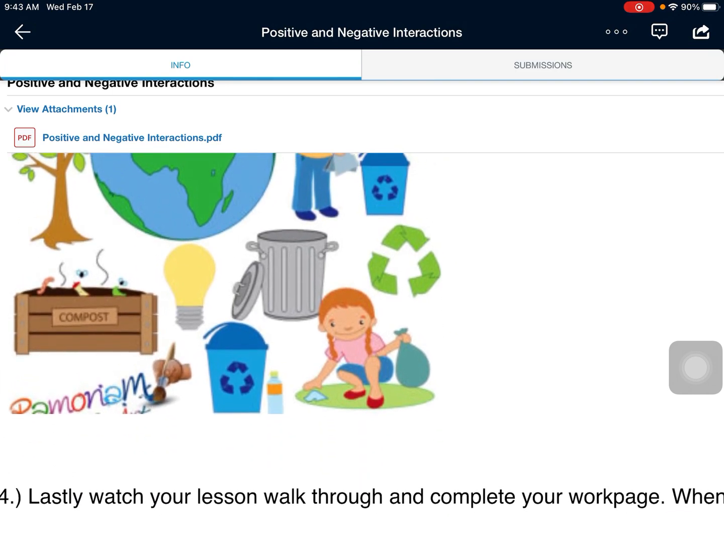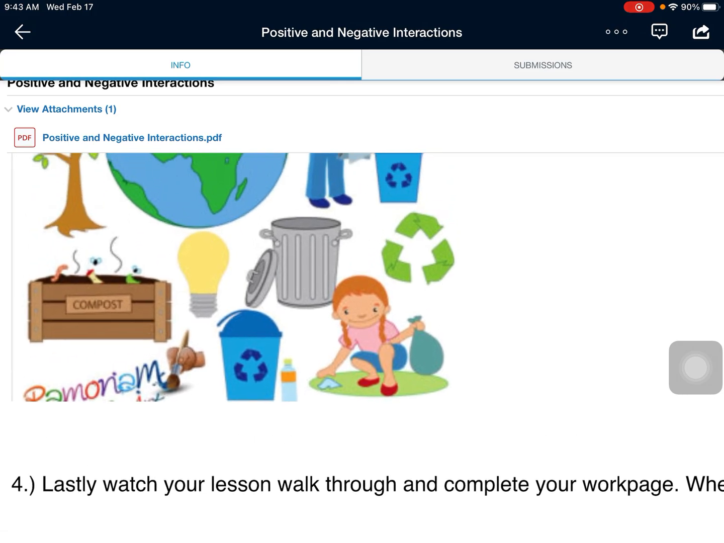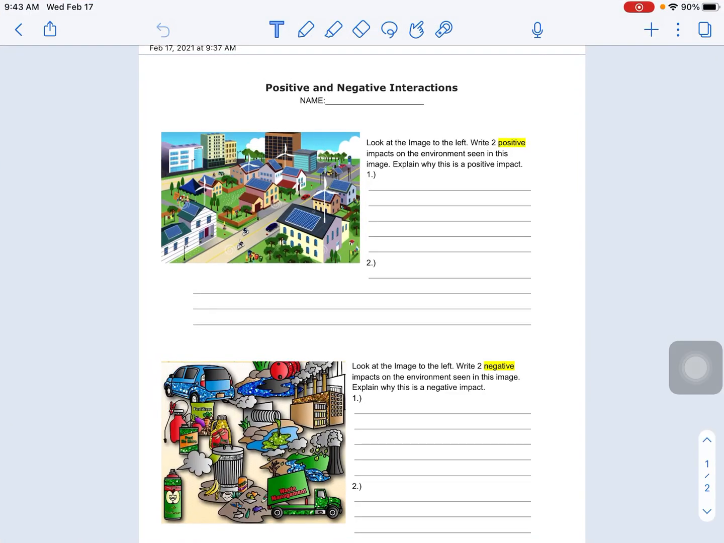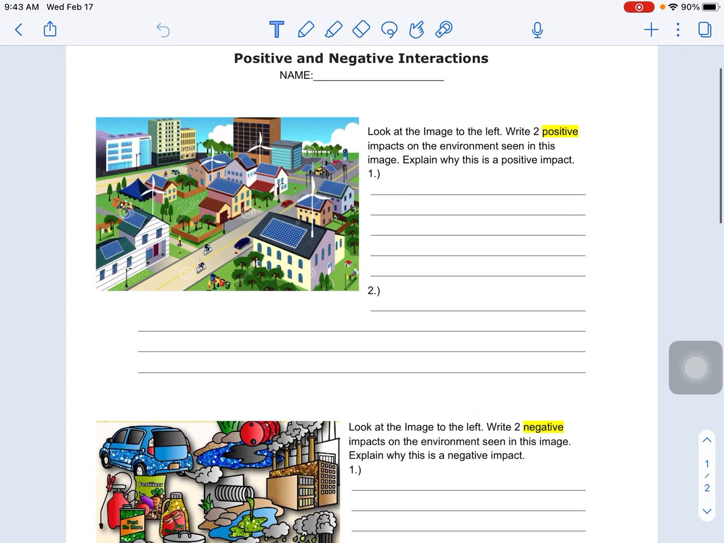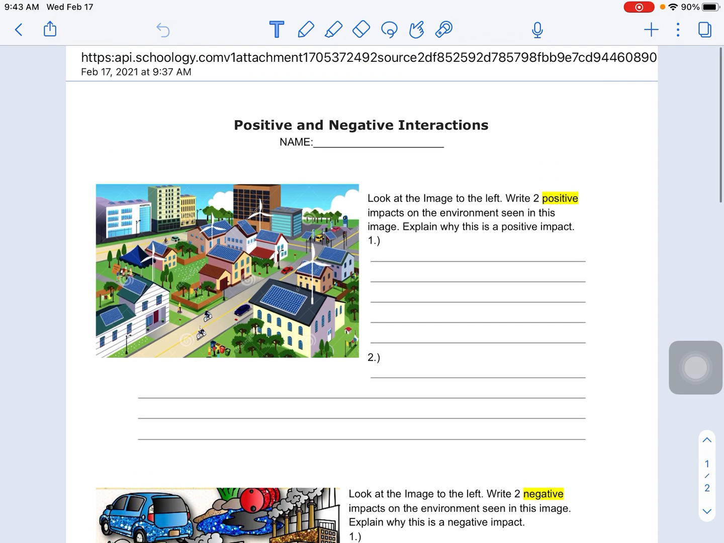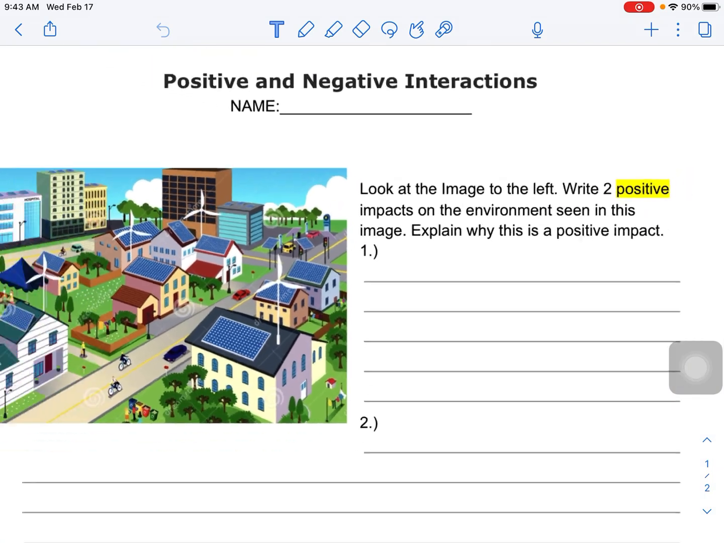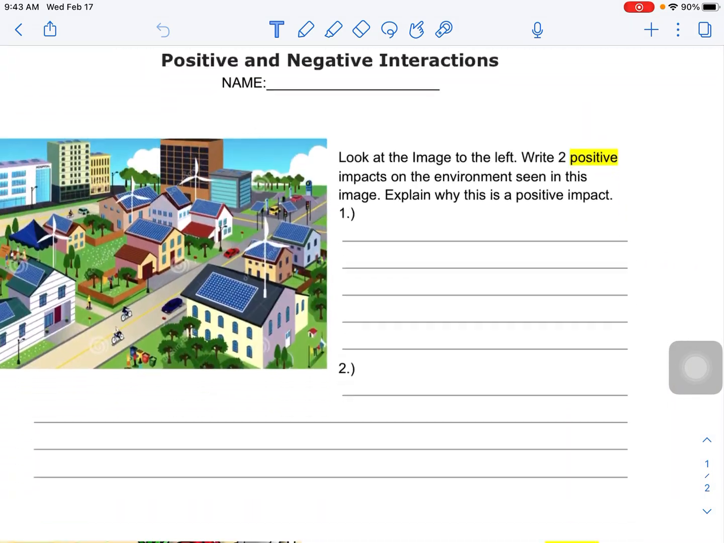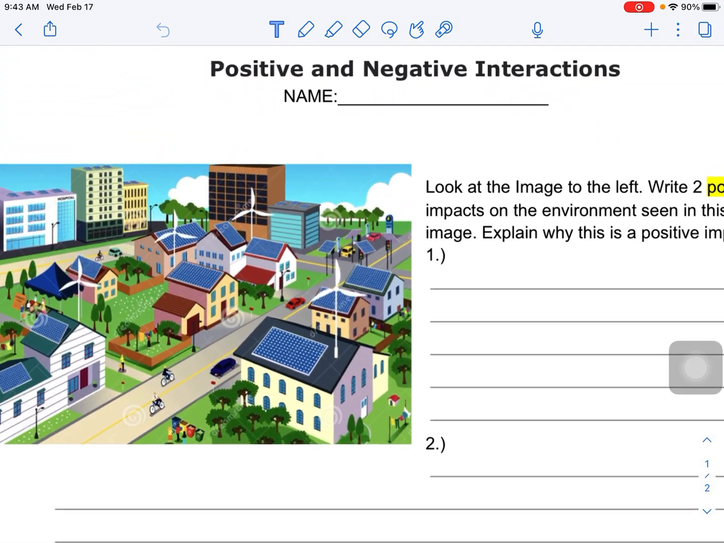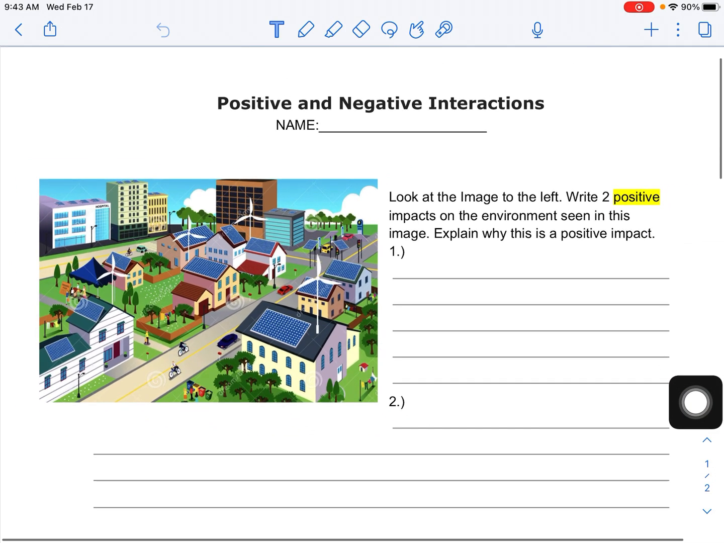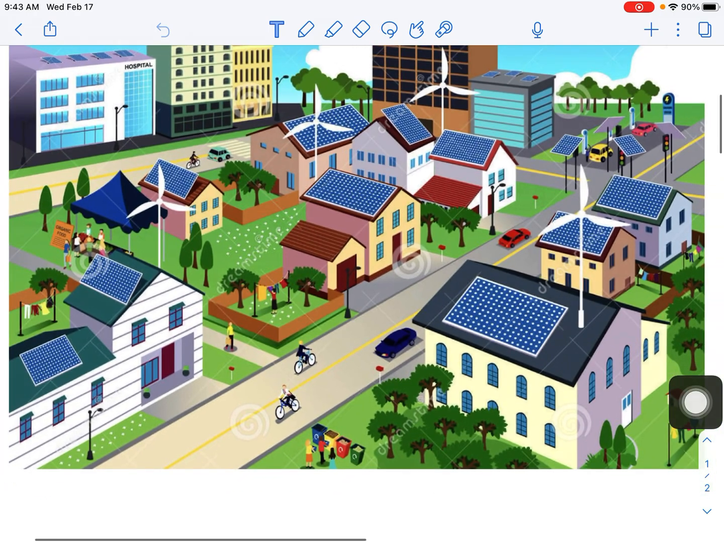Your assignment for today is going to be this assignment right here. You're going to download this into Notability. Positive and negative interactions. So you're going to look at two images here, starting with your first one. In this image, you're going to look at positive impacts on the environment seen in this picture here. So take a look at things that are going on in this image.